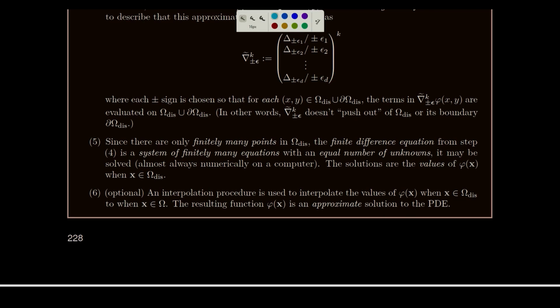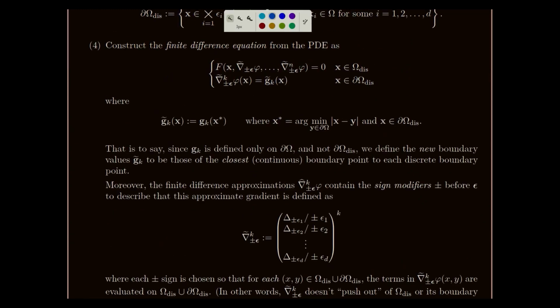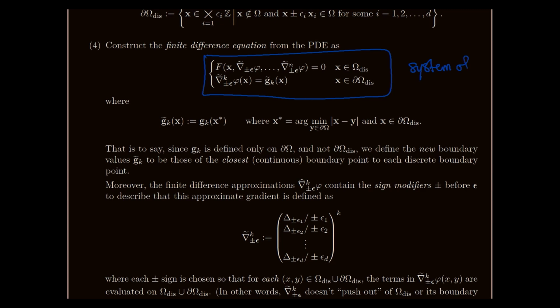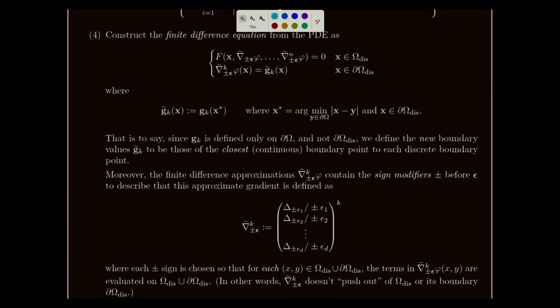In step 5, we've only got finitely many points in the finite difference equation. So even though this doesn't look like it, this truly is a system of finitely many equations. We'll say it's a system of m equations with m unknowns. And in fact, it's usually a system of more than that, so there's m or more. You can make more equations in there, but you have more equations than unknowns, which means you can solve for those unknowns. What are those unknowns, by the way?